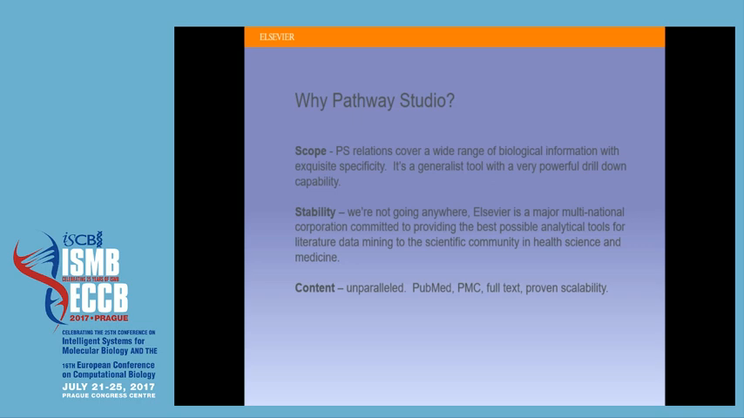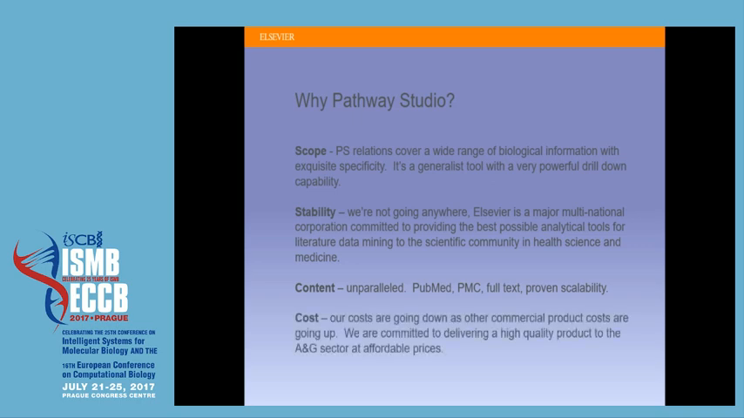But to a certain extent, the error is the trade-off to having massive amounts of comprehensive information that you can actually go through in an intelligent way. And then finally, costs. Our costs are going down. This is the good news for academia. It's true. Our costs are going down while other people's costs are going up. I will say no more.